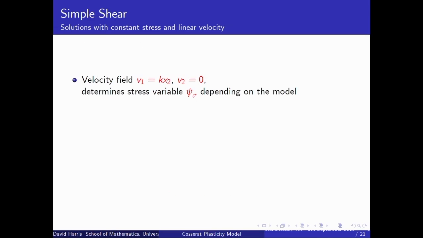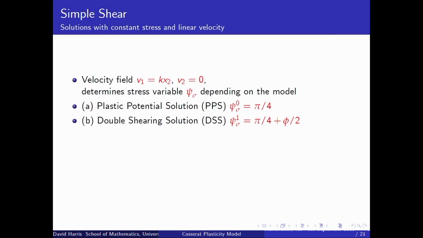If we then look at a simple velocity field, simple shear, this determines the value of psi sigma in these two models. The plastic potential solution would give us psi is pi over 4. The double shearing would give us psi is pi over 4 plus phi over 2. And if we imagine we've prescribed the pressure, then of course we can read off the value of Q from the yield condition.